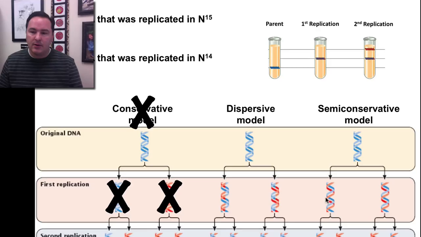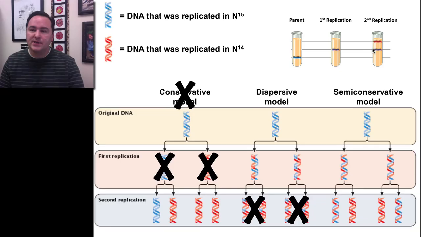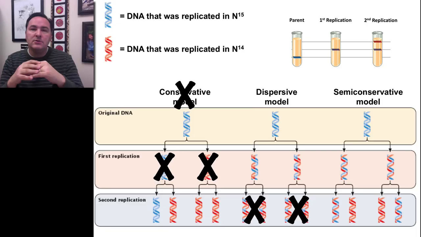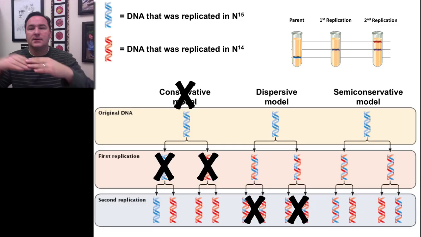And if we come down and look, we see, oh no, the dispersive model doesn't work now, because it should have still had just one band, because every chromosome is again starting to have evenly mixed DNA from the previous generation. So the amount of nitrogen 15 nucleotides to nitrogen 14 nucleotides should have been about the same in every chromosome, and so they should all have had about the same weight. Therefore you should have had essentially just one band, but you didn't get that. So we can also rule out the dispersive model.